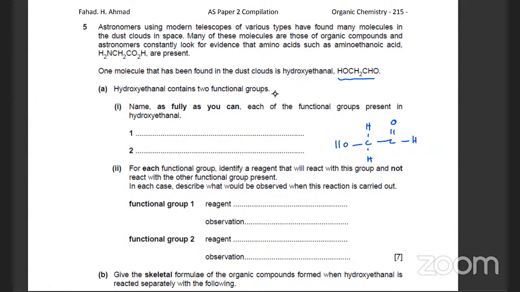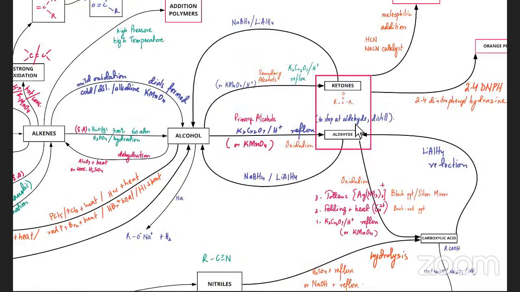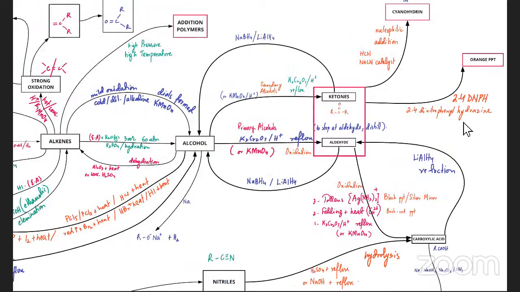You can be very specific that this one is a primary alcohol. So it's an alcohol and an aldehyde. For each functional group, identify a reagent that will react with this group and not react with the other group. For functional group number 1, what will react with aldehydes? 2,4-DNPH. Look at the chart. Aldehydes give an orange precipitate with 2,4-DNPH. Alcohols don't. This is a very specific test for aldehydes and ketones as well.